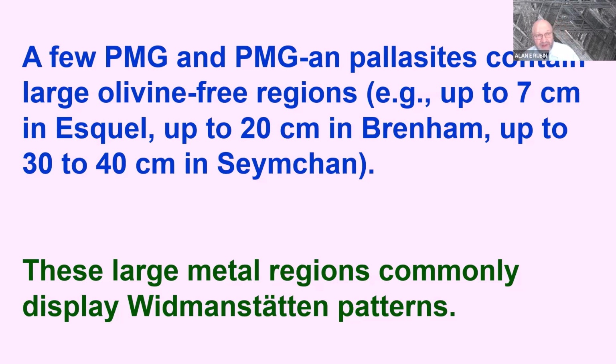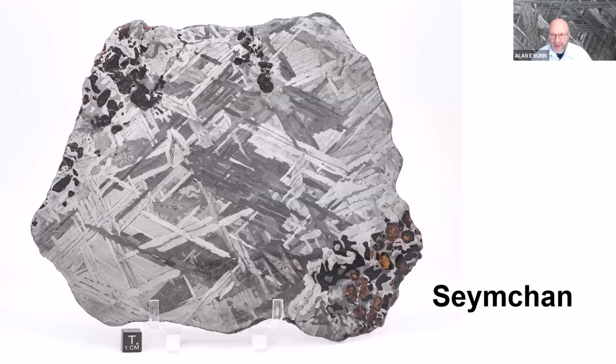A few of the main group pallasites and the anomalous main group pallasites contain large olivine-free regions that are up to 7 centimeters in Esquel, up to 20 centimeters in Brenham, and up to 30 to 40 centimeters in Simchan. These large metal regions commonly display Widmanstätten patterns, and they're essentially olivine-free. Here's a piece of Simchan, which we can see has very little olivine in the middle of it, essentially none, and some olivine is over in the upper left and lower right.